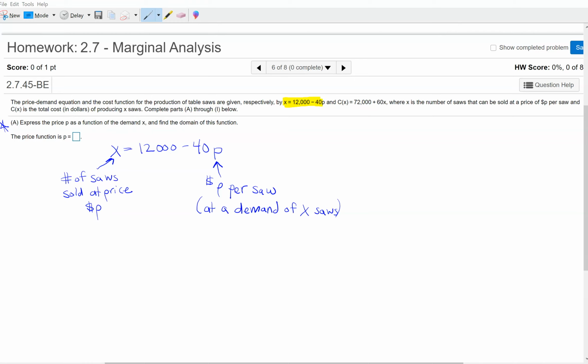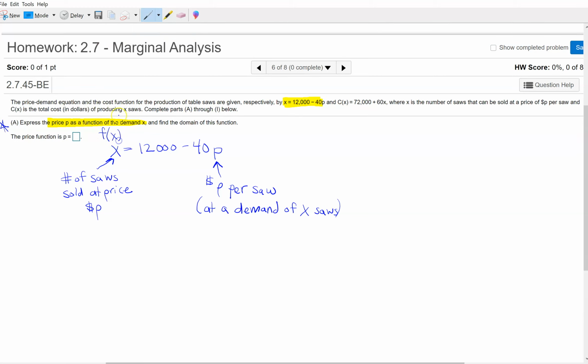So we can write it either way. Right now, the way it is written, if I know the price P and I plug in a dollar amount there and I follow this rule, it's going to calculate the related number of saws that we sell at that particular price. And that's okay, but we're being asked to solve for P. We're being asked to express price as a function of demand. So right now, this is an equation. It's not in function notation, but if I did write it in function notation, it would look like this.